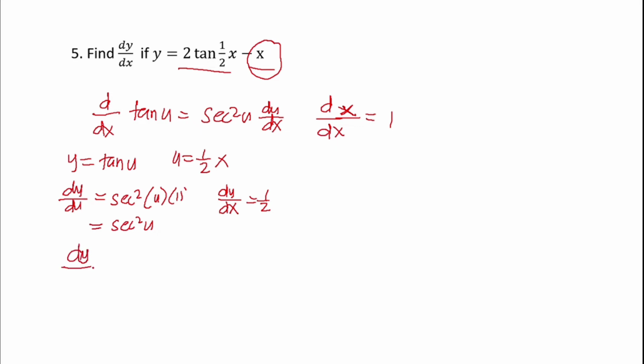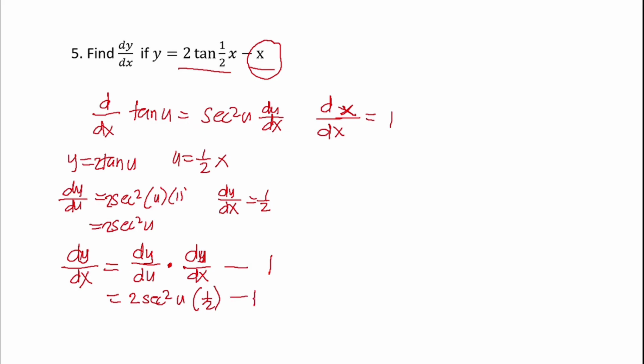So dy with respect to x is equal to dy with respect to u times du with respect to x, minus 1. Okay, so therefore we have 2 secant squared u times 1/2, minus 1. In this case, we cancel this part.